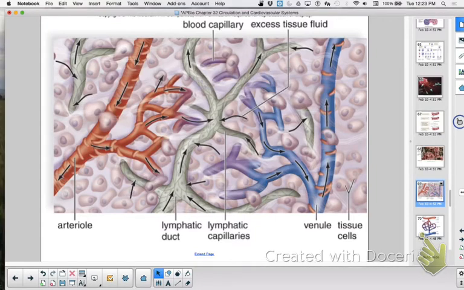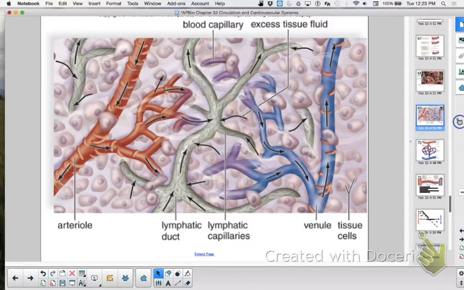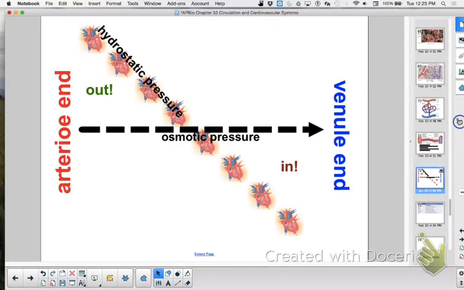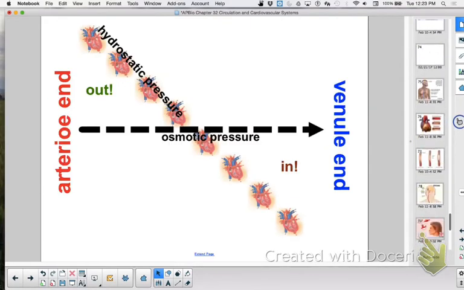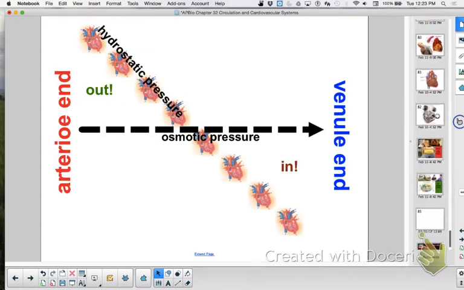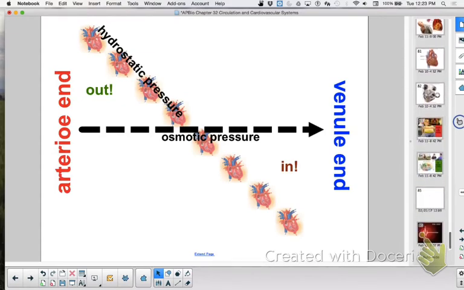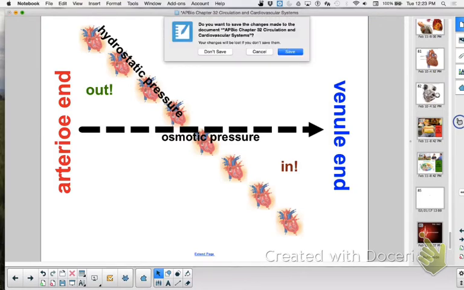You know what those are, right? And then it'll return it at the left and right subclavian vein in order to keep your blood pressure the same. So we had these two pressures, right? Hydrostatic, osmotic. Yes? You feel good with that? You understand it? Okay. Next, the immune system.